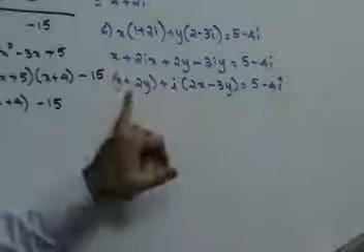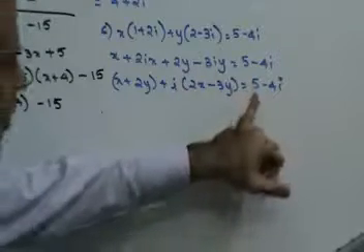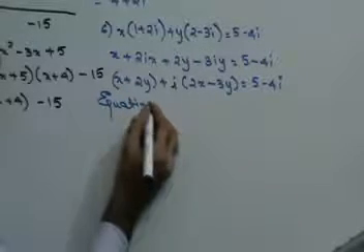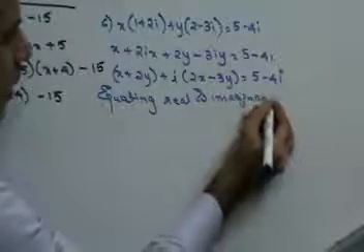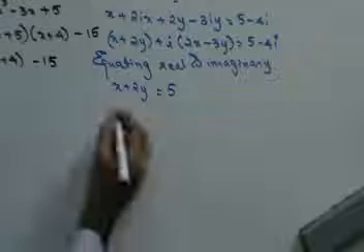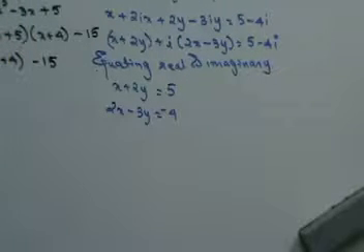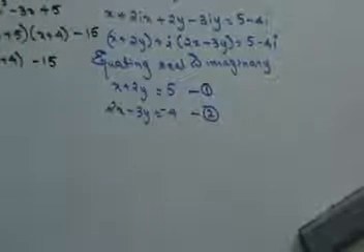Now you have a real term here. You have an imaginary term here. Similarly, on the right hand side you have a real term and an imaginary term. So you would say equating real and imaginary. If I equate real and imaginary, I get x plus 2y is equal to 5. Real is equal to real and imaginary is equal to imaginary. 2x minus 3y is minus 4. Let's call this as equation 1. Let's call this as equation 2.